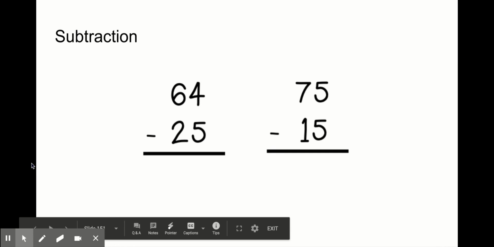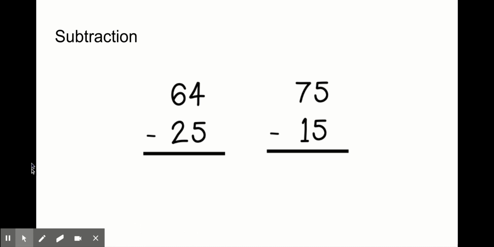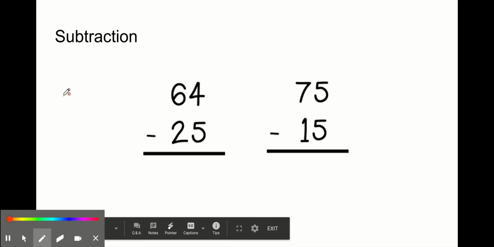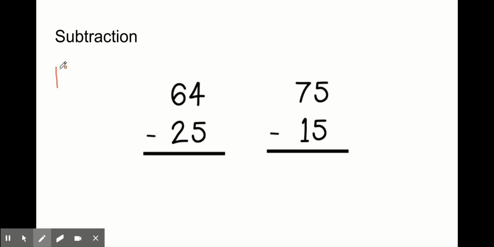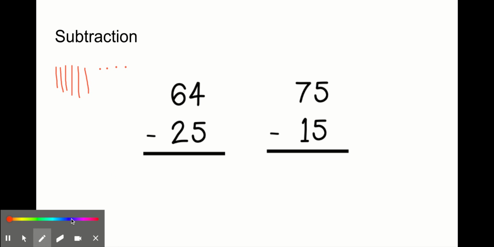Now let's try some subtraction. First, I'm going to use a hundreds, tens, and ones model to show you how to subtract. Then we'll do the vertical way. 64 has 6 tens and 4 ones. For 25, I need to take 5 ones away. Can I do it? No, there are only 4 ones.